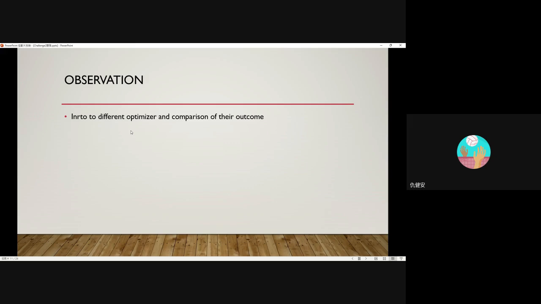So here's the observation part. We will introduce different optimizers and a comparison of their outcomes. And for this part, another group mate will speak. Okay.